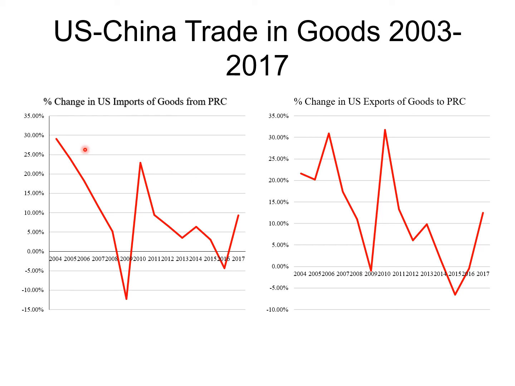What we would expect here is a pattern that would go like this, so that imports of goods from China continue to increase. And here we would expect a pattern that would go like this. But there is no consistency there. This leads us to the inevitable conclusion that comparative advantage does not provide us with the best explanation of the pattern of trade between the United States and China. The question, of course, is what does?